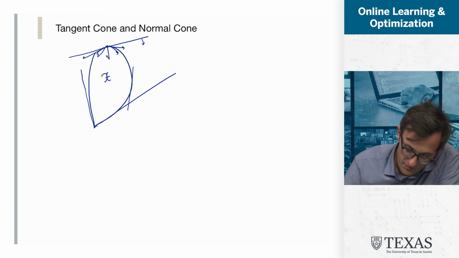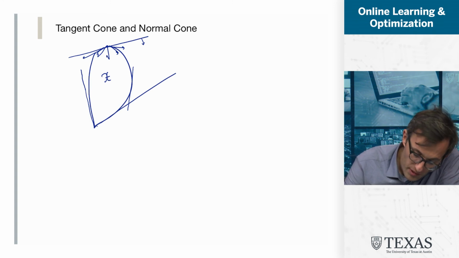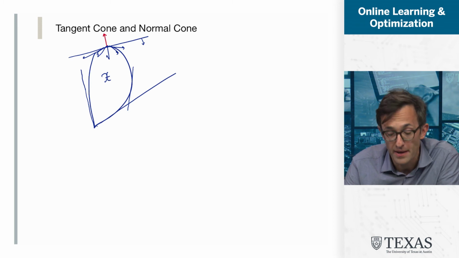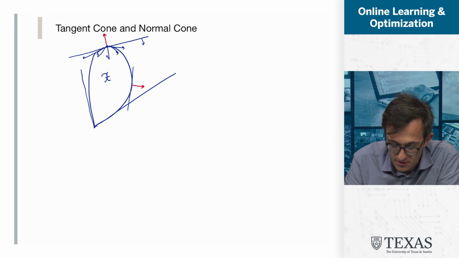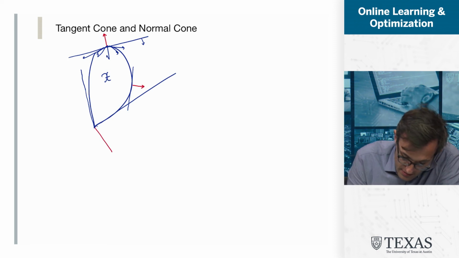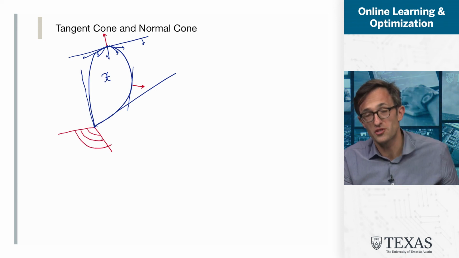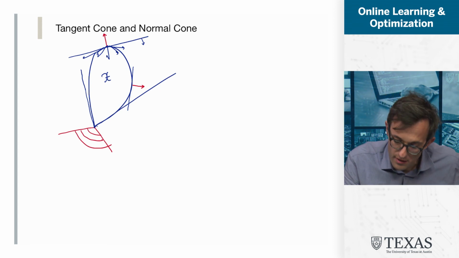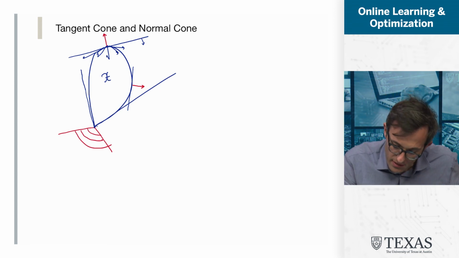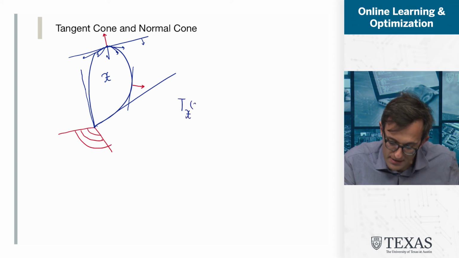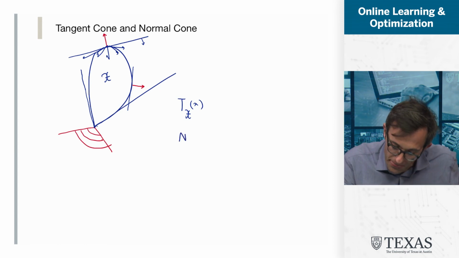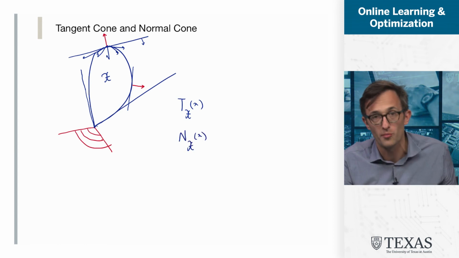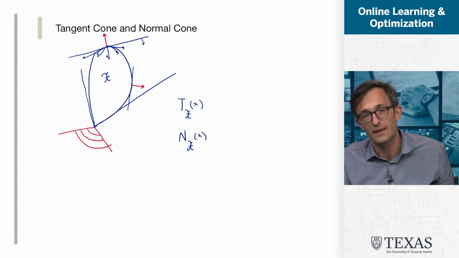I'll draw my normal cone in a different color. The normal cone is the set of vectors that make a greater than or equal to 90-degree angle with everything in the tangent cone. And in this case, the tangent cone is actually bigger. So this is the tangent cone and the normal cone. And in terms of notation, I'm going to use T subscript X at x to denote the tangent cone of a set X at the point x, and N subscript X at x to denote the normal cone of a set X at a point x.